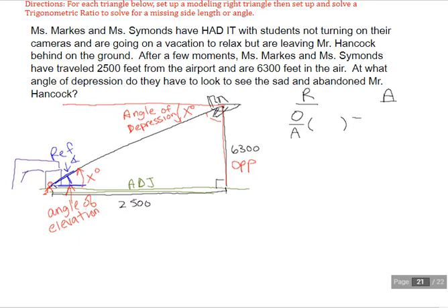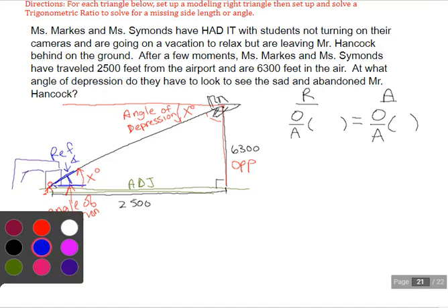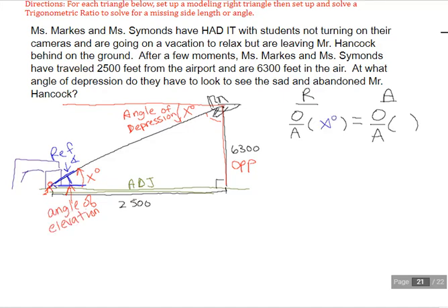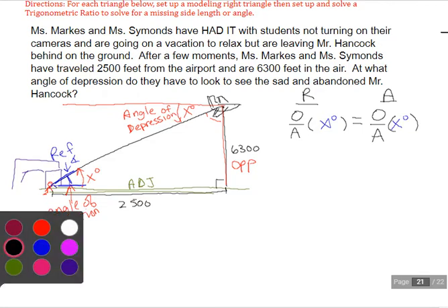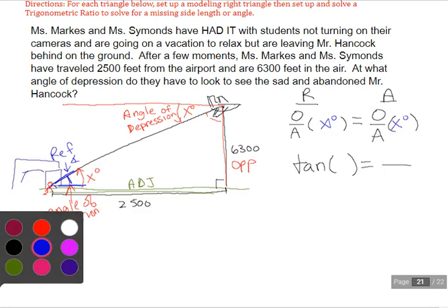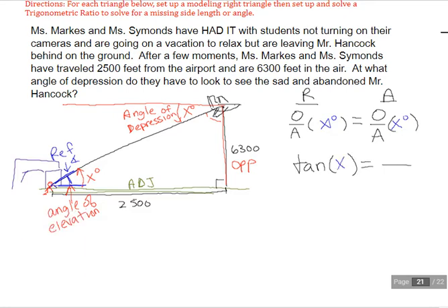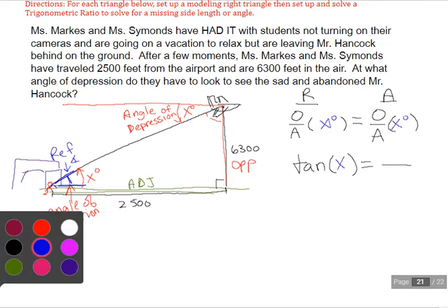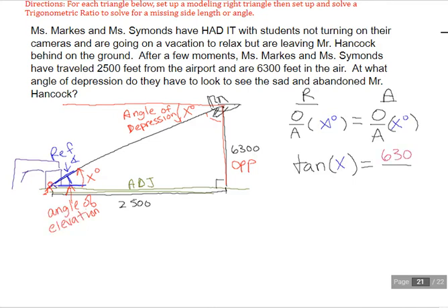O over A equals the O over A of a certain reference angle. In this case, it's going to be the angle x, or at least x degrees. Okay, O over A is our old friend tangent. And so if we use x degrees as our reference, our actual triangle's opposite side is going to be 6,300, and our adjacent side is going to be 2,500.